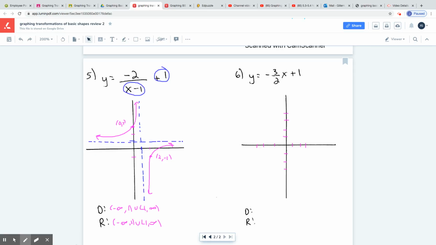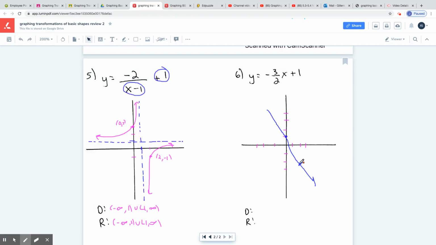Okay, so I'm going to put at 1. So I'm negative 3 over 2. I can either go down 3, 1, 2, 3, to the right 2, or you could have gone up 3 and to the left 2, whatever you want to do. All right, now we need 2 points.